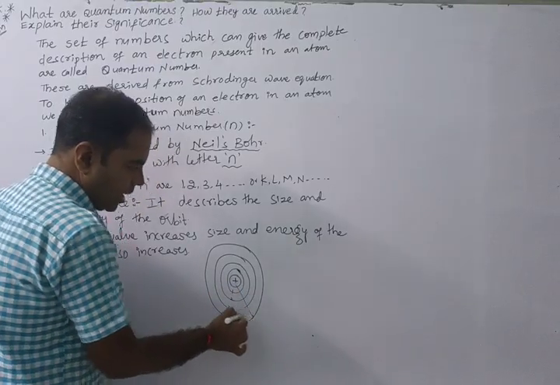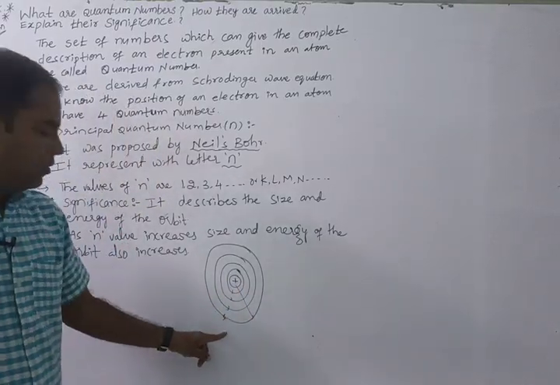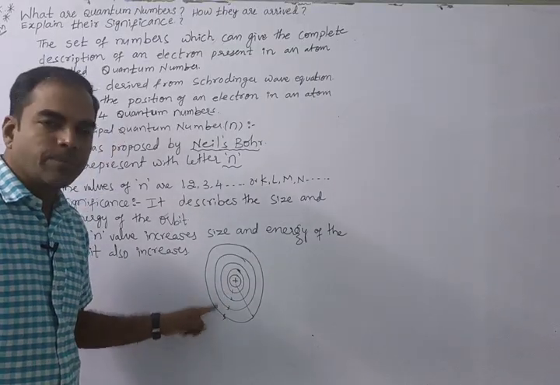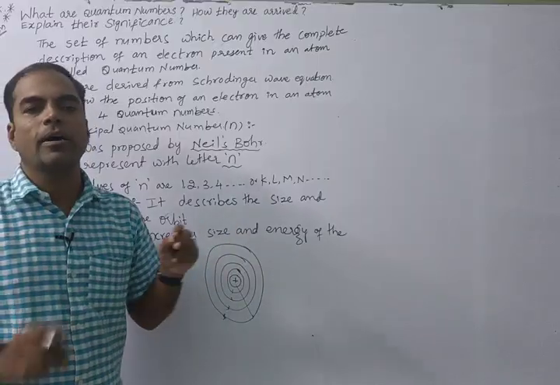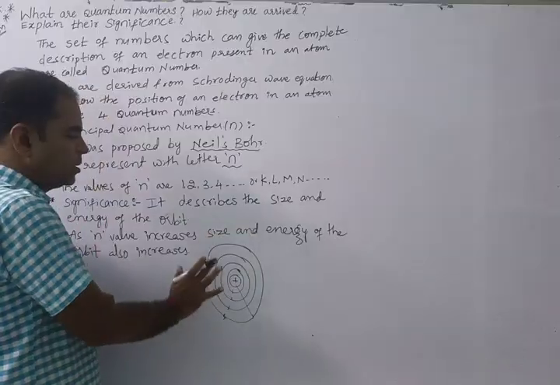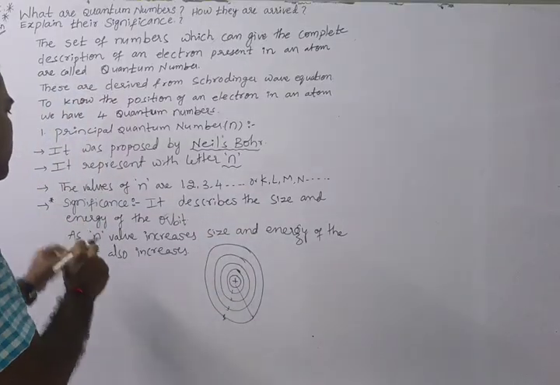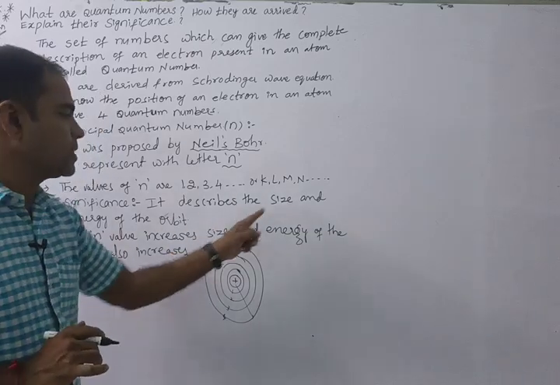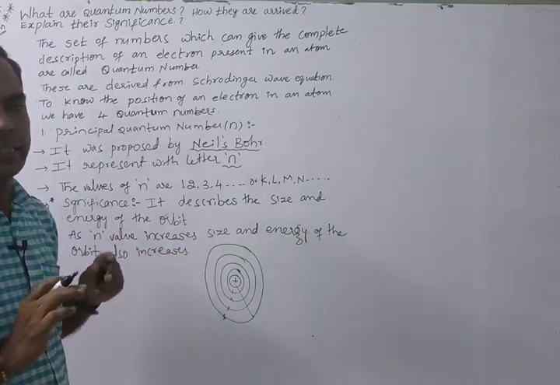This is the fourth orbit, the valence shell. The valence shell is called the last shell or fourth shell. So as the n value increases, size and energy of the orbit also increase. In your examination, no need to draw the diagram. Just for understanding purposes, we can draw it.